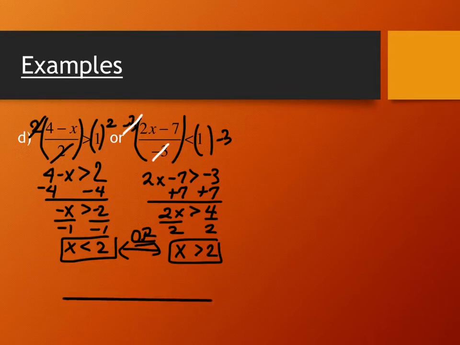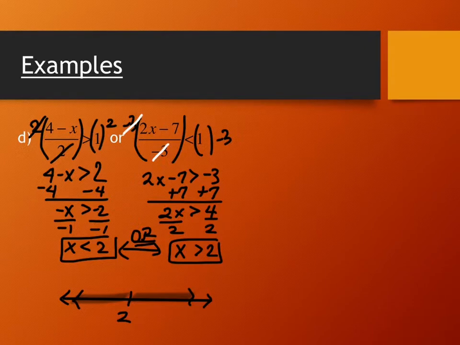I would draw a number line. The only number that I actually am going to put on my number line is 2 because it's the only one showing up in either inequality. On the first inequality, it says less than 2, which is shading to the left with an arrow. On the second inequality, it says greater than 2, which is shading to the right with an arrow. And because it says or, I'm allowed to be in either of those places.